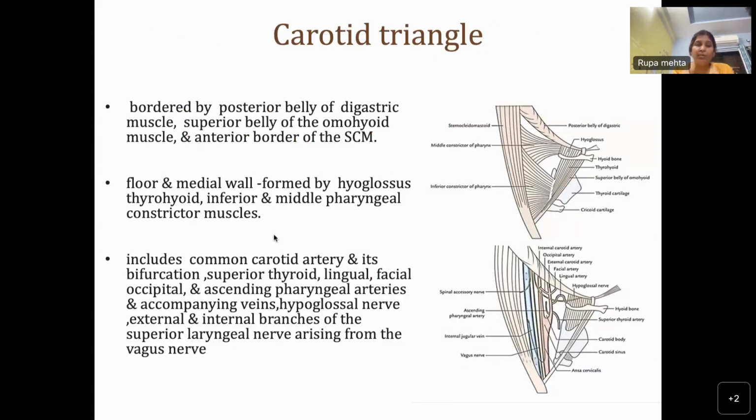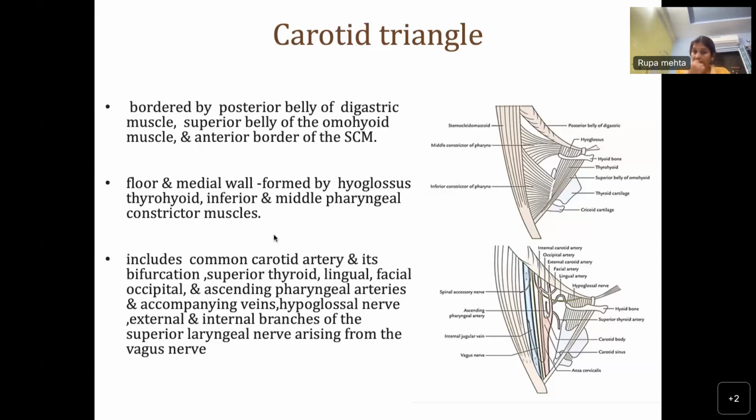Now it includes the common carotid artery and its bifurcation, the superior thyroid, and the ECA branches like superior thyroid, lingual, facial, occipital, and ascending pharyngeal arteries, with accompanying veins. The nerve, as we saw, the hypoglossal nerve, traverses through that, and the external and internal branches of the superior laryngeal nerve arising from the vagus nerve. So it's a very, very important triangle actually.